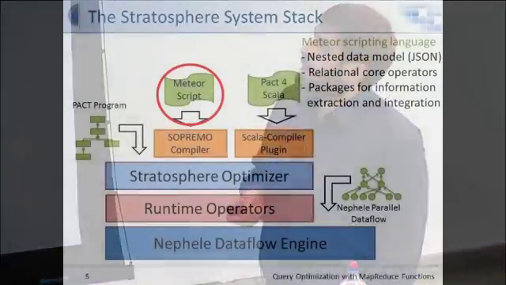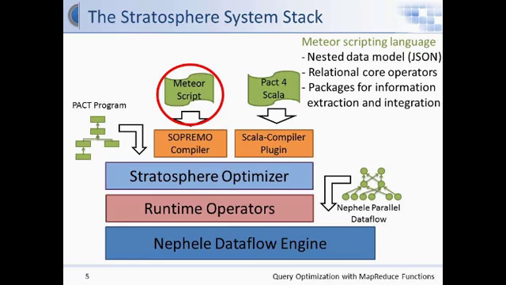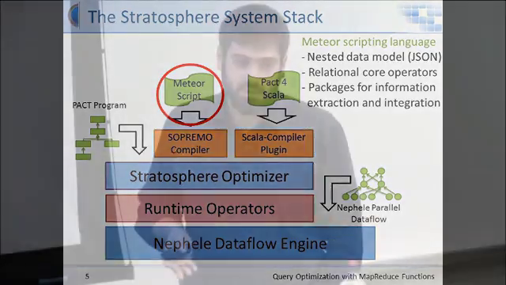So a few words about its components. The Meteor language is a query language for semi-structured data. The data model here is essentially JSON. It contains operators to do classic relational processing, and in addition to those, it contains operators to do information extraction and information integration. This was actually developed with some partners at the Hasso-Plattner Institute that are very interested in doing data cleansing and data mining and so on.